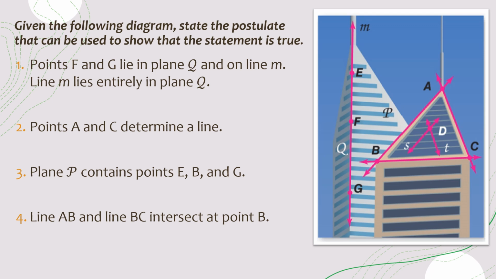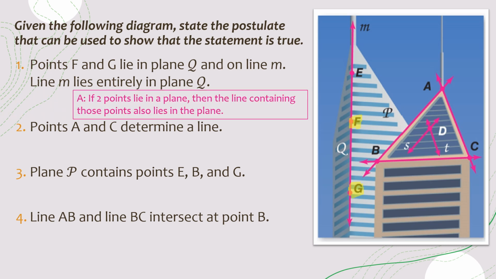So number 1 is talking about points F and G. I might point out to myself, where are F and G? F is here, G is here, along some line there. I guess it's line M, per the top lowercase cursive letter. They lie on line M. Line M lies entirely on plane Q. So this is referring to if the points lie on a plane, then the line completely lies on that plane. Again, you might phrase it differently, but this is the postulate.